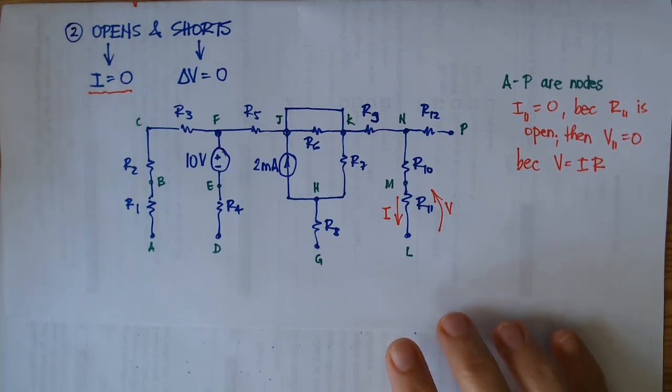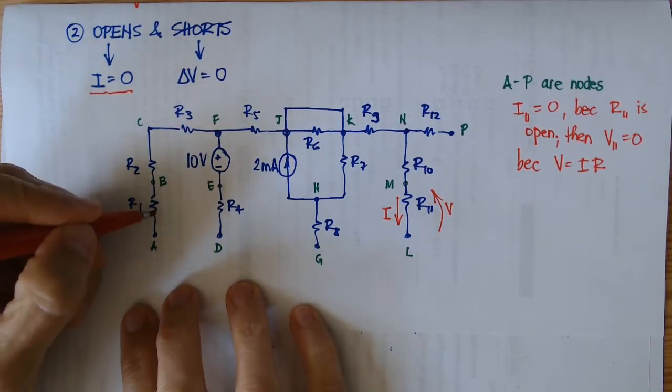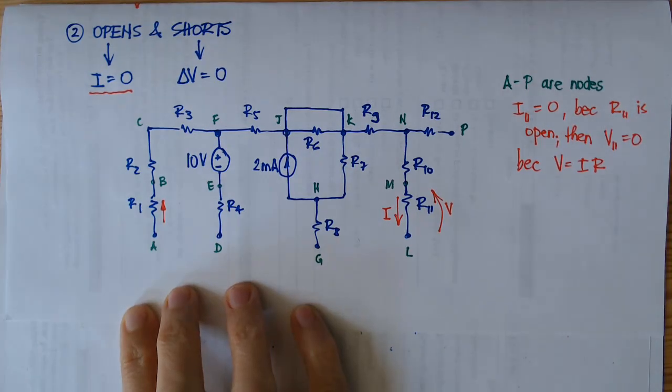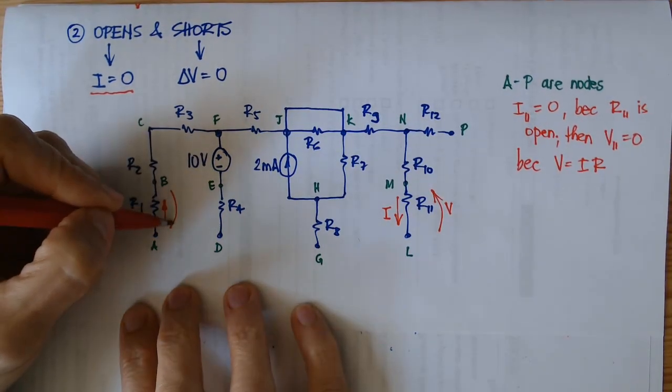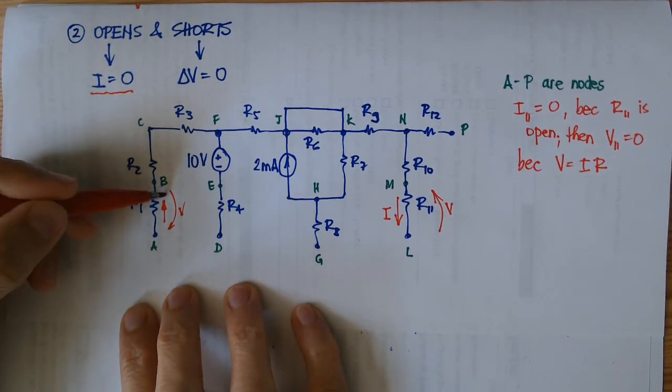Okay, now for opens still, we can use the same idea here. This current here is 0. I'm gonna make it going up, so the voltage has to be this way. This voltage is 0 because V equals IR and the current is 0.